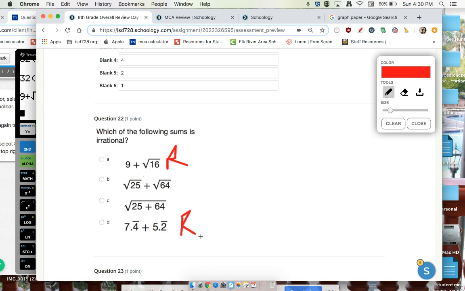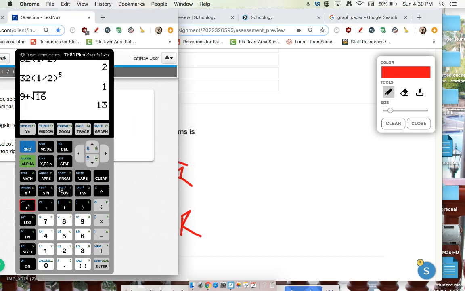Repeating decimals are rational. The square root of 25 plus 64, I can tell you right now it will be rational because this is 5 and that is 8. They're perfect squares. If you don't remember your perfect squares, you can always just use your calculator to help you out.